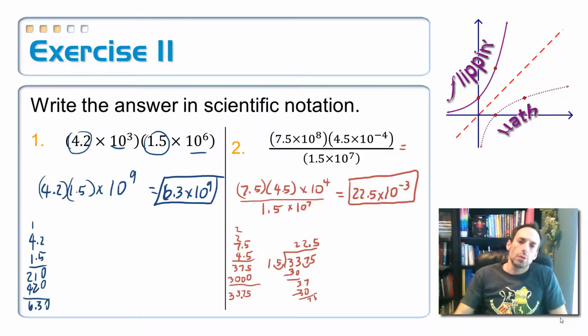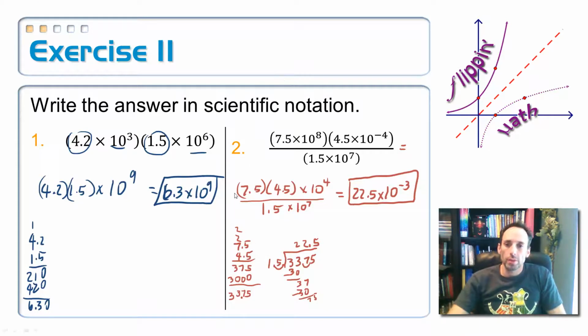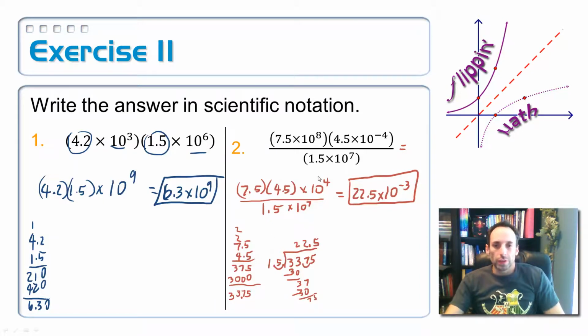Anyway, so on this one, whenever I go to simplify the numerical part, I have to multiply 7.5 times 4.5. I get 33.75. Then I divide it by 1.5 from the bottom, and I get 22.5. Simplifying the exponents, the 4 minus the 7 is the negative third power. Okay, but here's the problem. The problem is you don't keep 22.5 for scientific notation. That needs to be 2.25. Right? So you need to move this decimal place one more space to the left.